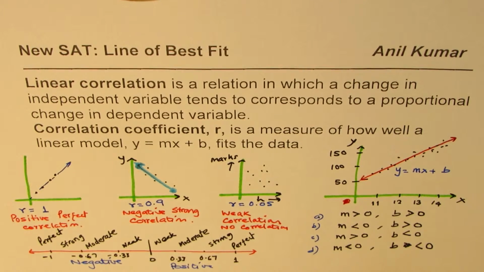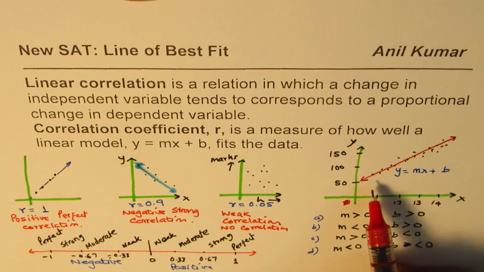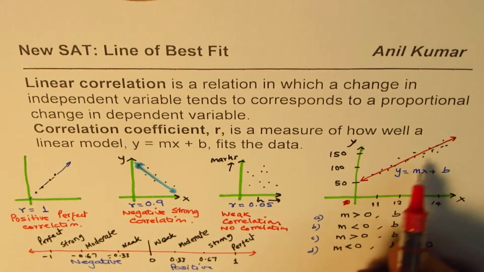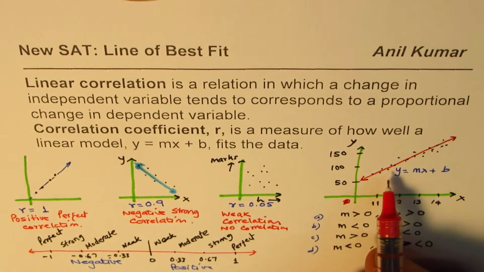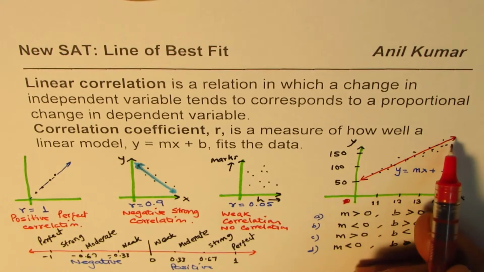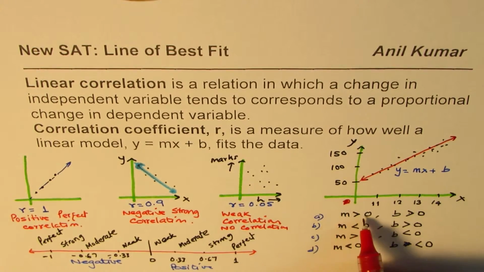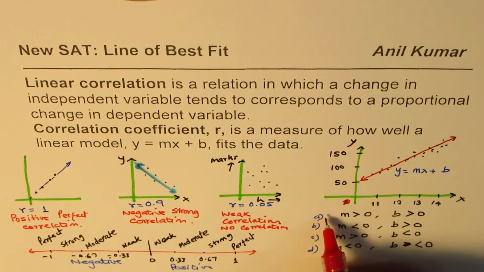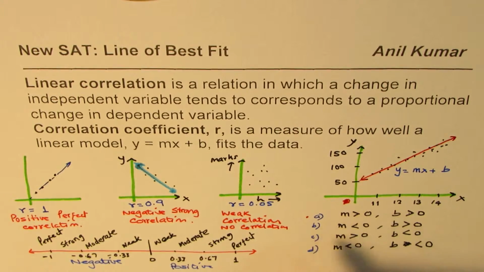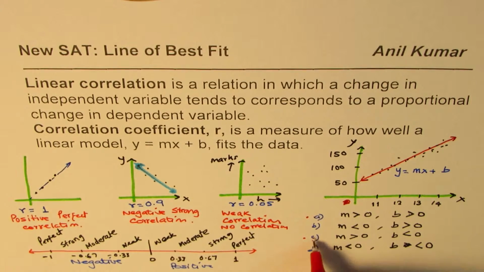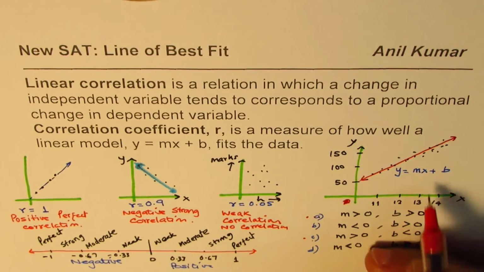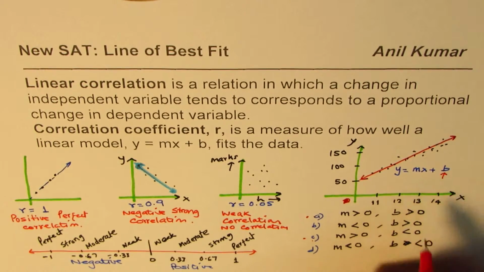Okay. Now the important thing here is that making a choice for the slope is kind of simple in this case because the line is showing you a positive trend. As x increases, y increases. So m is positive. So we know the option could be m positive, this one, or that one. Out of these two, we have to select the right answer. Now what is the value of b? B is the y-intercept. Is it okay?